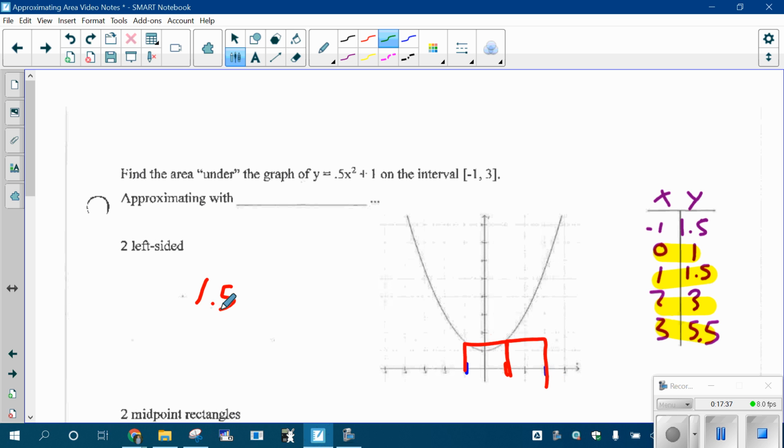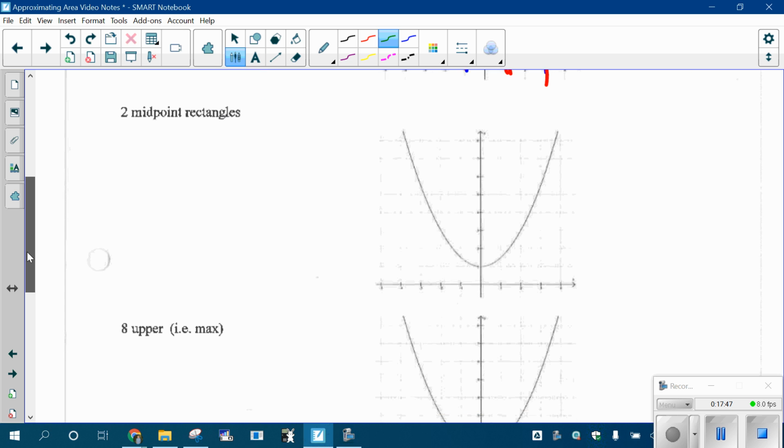I'd have a rectangle that was 1.5 tall. The other one's also 1.5 tall, but they're both 2 wide now. So I'd add those together and I'd get 6 for an approximation of the area under the curve. Again, with only 2 rectangles, it's not good.